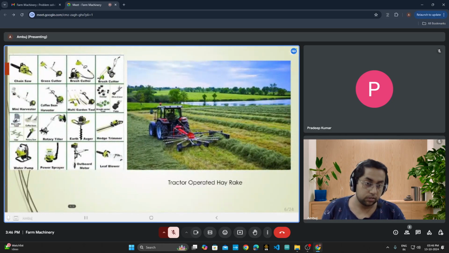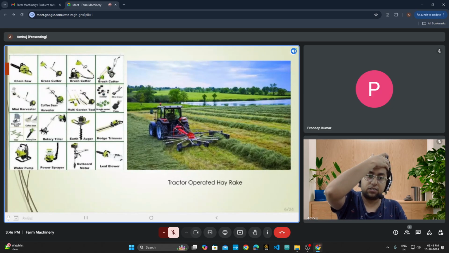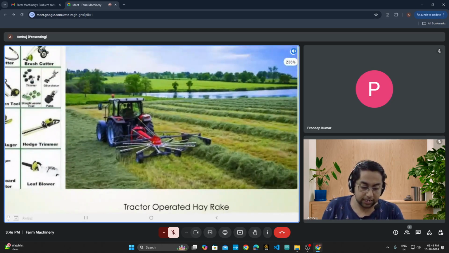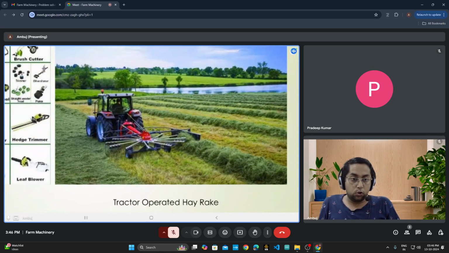Then comes the role of different intercultural operations as well as maintenance implements. In the right hand side figure, for your knowledge enhancement, I have shown you a picture of a tractor operated hay rake.